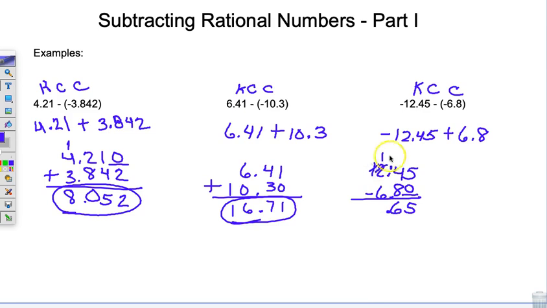I have to borrow one more time there. 11 take away 6 is a 5. So I end up with 5.65, but I do need to check to make sure my sign is accurate. Looking back, I can see the 12.45 would be the bigger number, or the higher absolute value, when compared to the 6.8. So in other words, I have more negative values than I do positive. So this must have a negative sign then, negative 5.65.